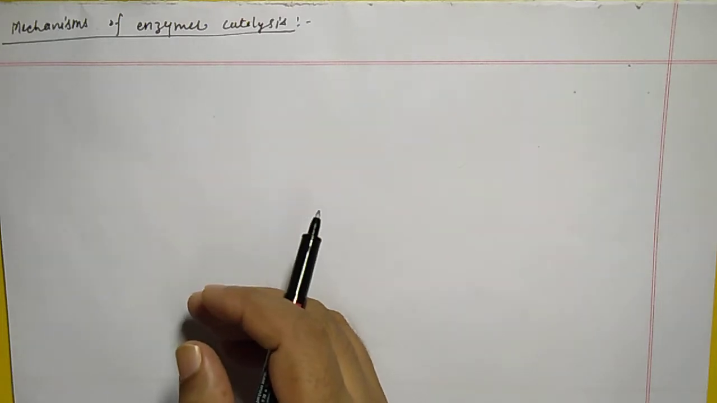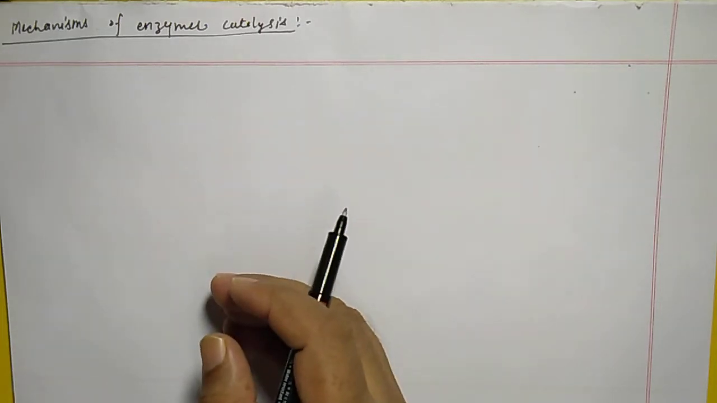mechanism of catalysis of a catalyst. Firstly, the reactant gets adsorbed on the surface of the catalyst, then they form an intermediate, and then they get desorbed and form the product. Now, what is the mechanism of enzyme catalysis?